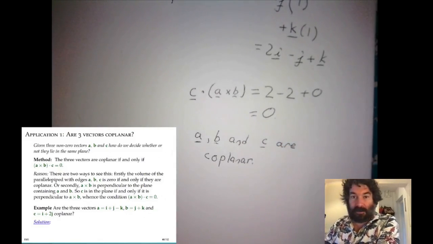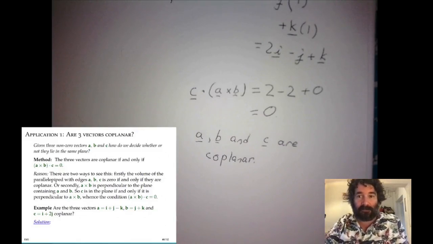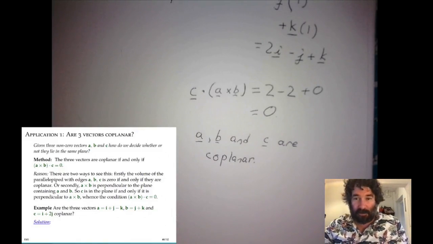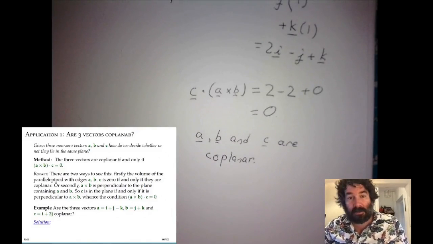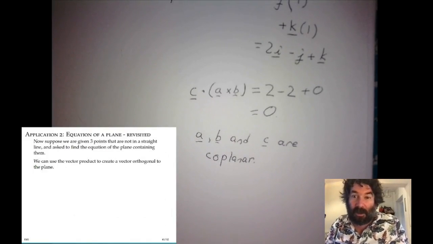They all lie in the same plane. They're all tangent to the same plane. Okay, so this is one application of the cross product. Look at another application.